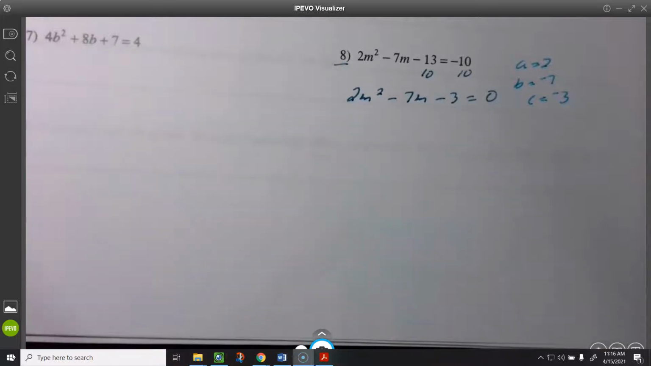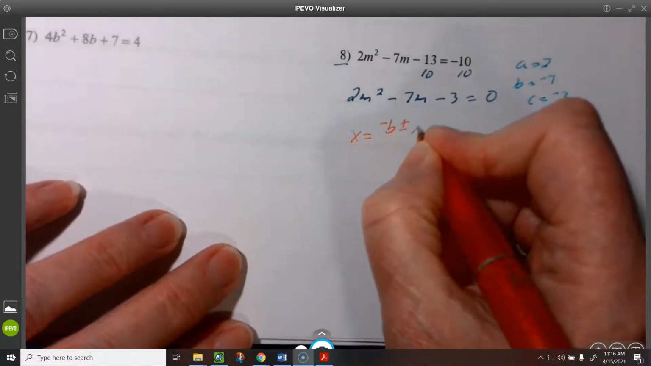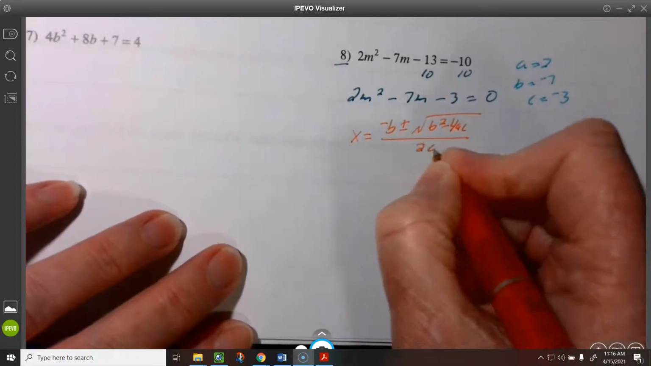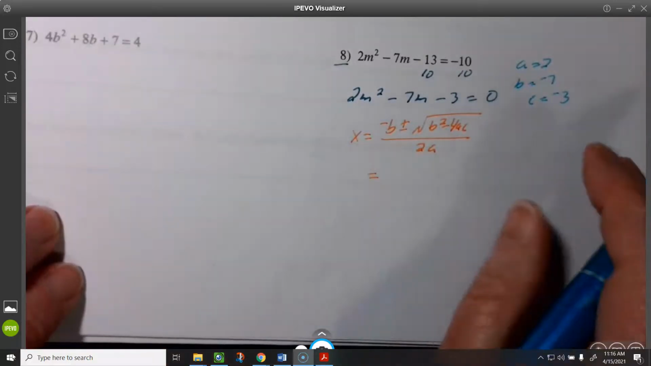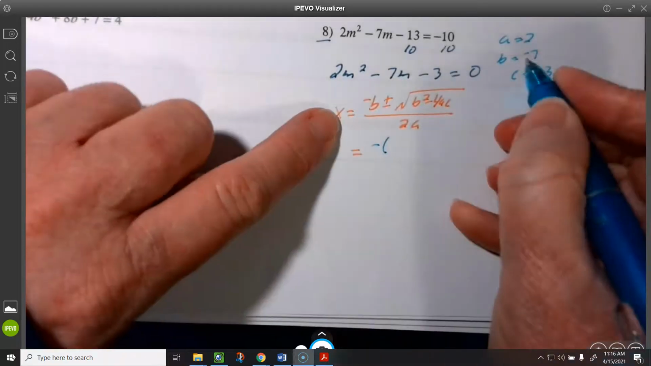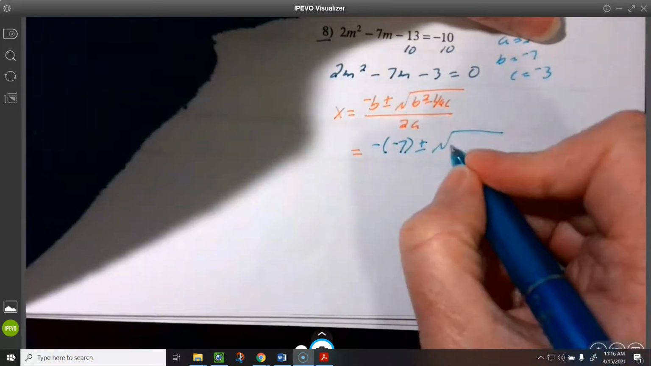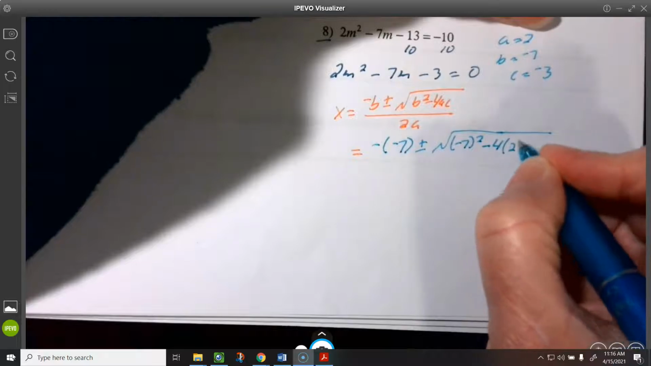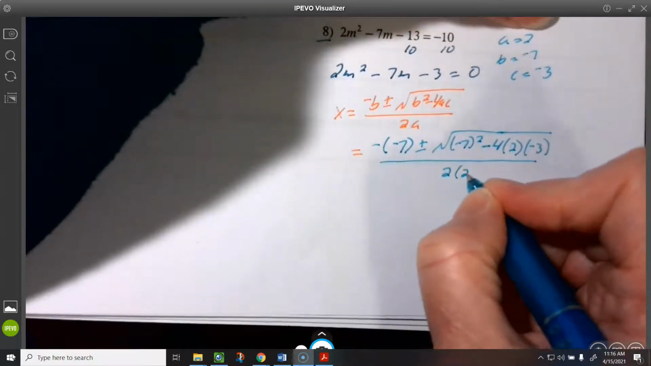Write down quadratic formula. X equals negative b plus or minus the square root b squared minus 4ac all over 2a. Hopefully you're starting to memorize that. It's really important you memorize that. That's going to be extremely helpful on ACT exams. So let's plug everything in. Negative b, so b is negative 7, plus or minus the square root of negative 7 squared minus 4 times A times C all over 2 times A.